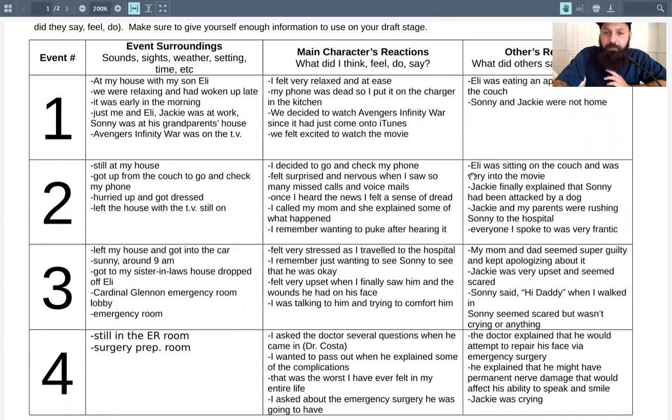And then other people's reactions. Eli was sitting on the couch and was into the movie. Again, we were watching the Avengers. Jackie finally explained that Sonny had been attacked by a dog. Jackie and my parents were rushing Sonny to the hospital, so that's what they were doing. Everyone I spoke to was very frantic. And then in my paragraph, I'm going to give examples of that.